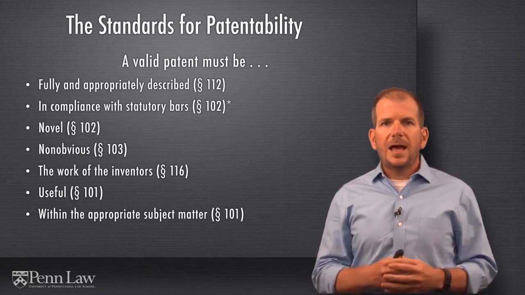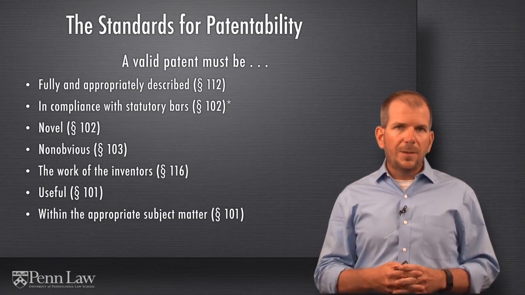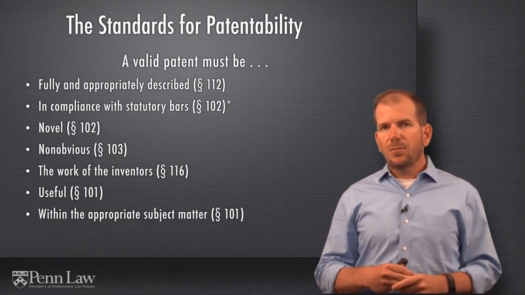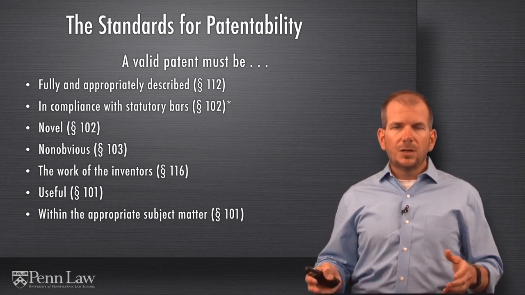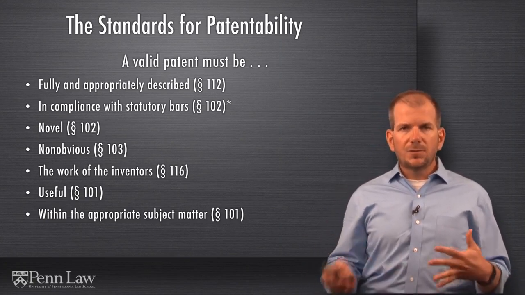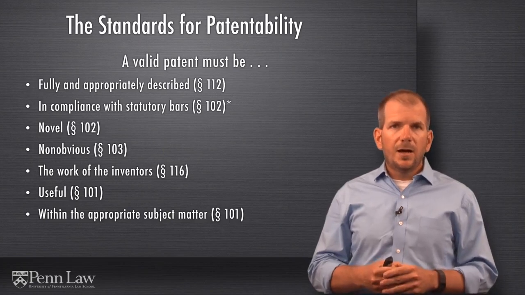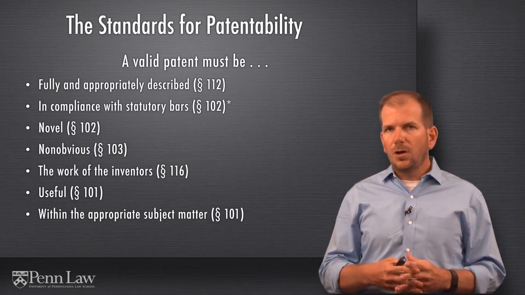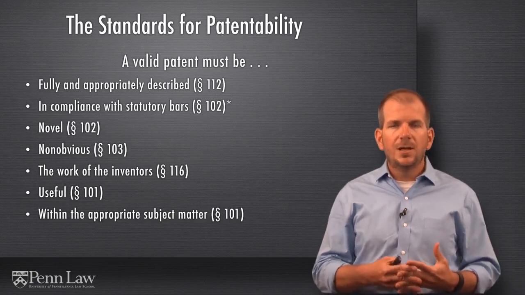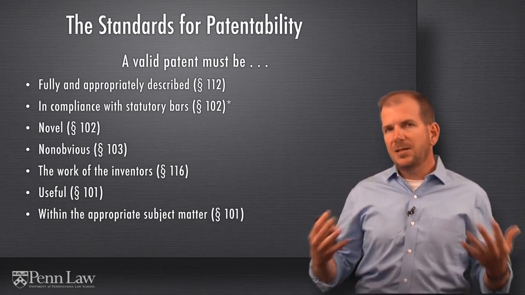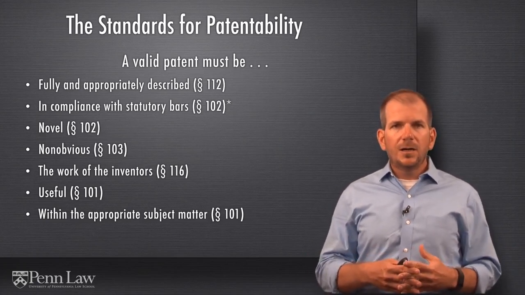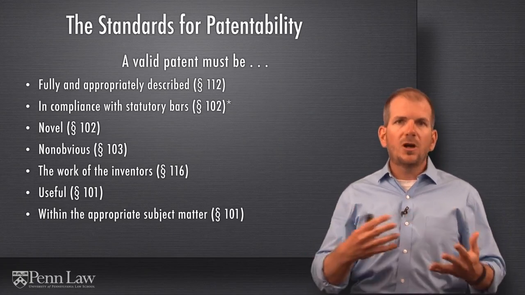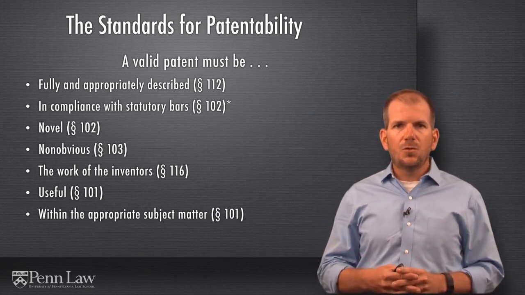In order to get a valid patent, it must be fully and appropriately described. That's Section 112. It must be in compliance with the statutory bars of Section 102. Note that the statutory bars of Section 102 have recently gone away in the aftermath of a change in the law that occurred in 2013. However, most patents that are in force right now are still subject to the old statutory bar regime, so we will talk about both regimes in this course.